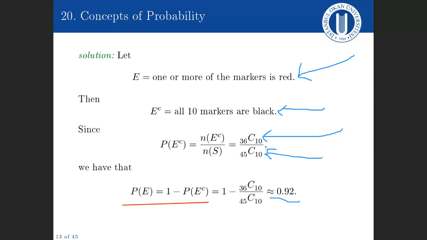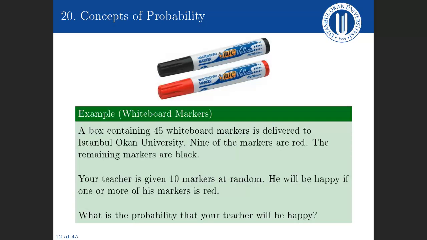I'm going to go back to the previous slide and repeat. We have 45 whiteboard markers. 9 of the markers are red and the other 36 markers are black. We're choosing 10 markers at random, and what we want is, what is the probability that at least one of the markers is red?